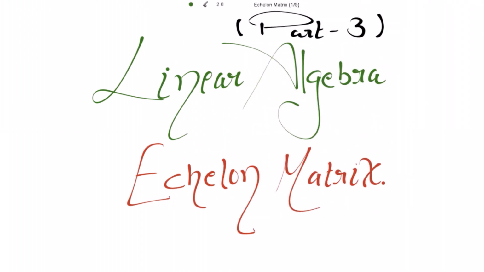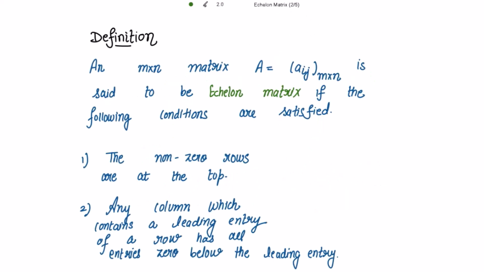On linear algebra part 3, the content is the echelon matrix. Now what is an echelon matrix? Let's move on to its definition. An m by n matrix A equal to (Aij) m by n, where m denotes the number of rows and n denotes the number of columns, is said to be an echelon matrix if the following conditions are satisfied.